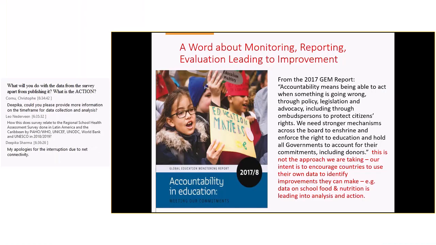I wanted just to show this slide, which is a little bit of a word about what we mean by monitoring, or what we think is important about monitoring, reporting and evaluation. In our view, it needs to lead to improvements. And this is a quote from one of the Global Education Monitoring Reports that really caught my eye. I think it discourages people if we're monitoring things just to find out what they're doing wrong. That's not the approach that we suggest.